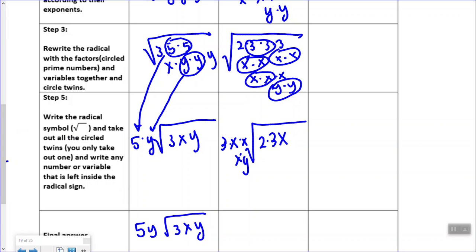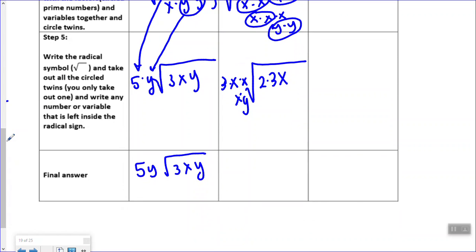And last step, you have to simplify it. So x times x times x, you can write as x to the 3rd power, and y, square root of 2 times 3 times x is 6x. So for this problem, you have to simplify from here to get the final answer.